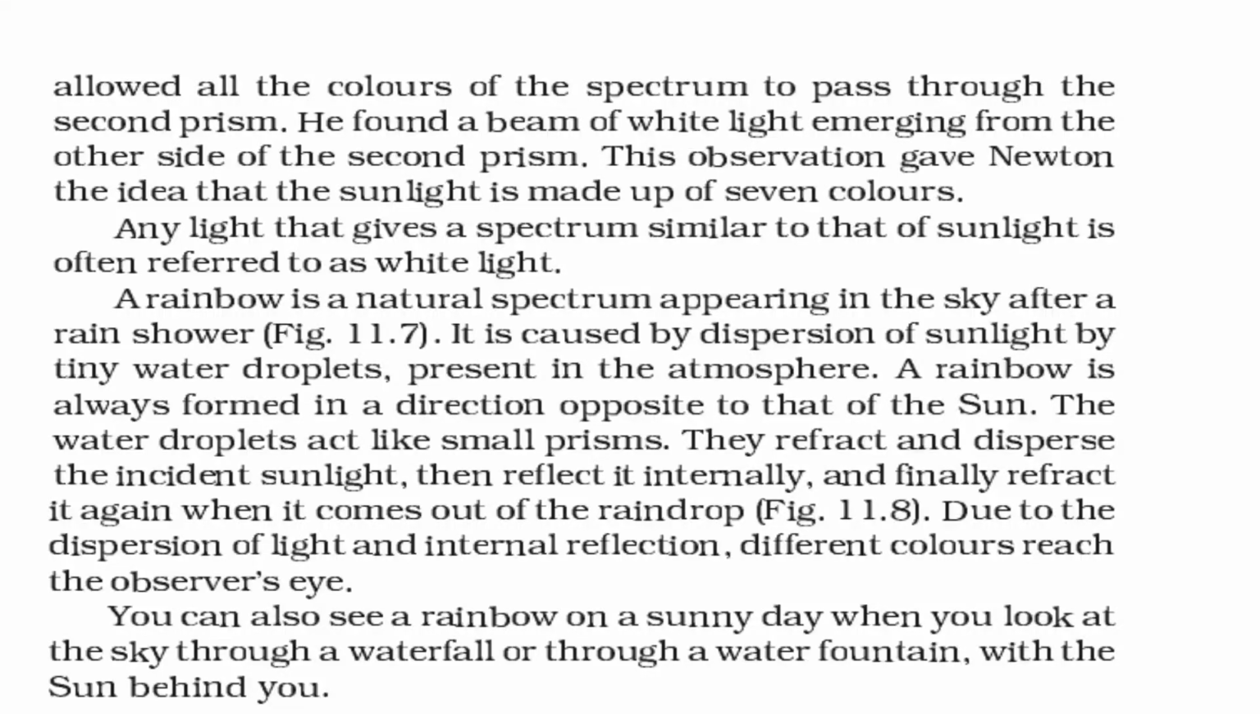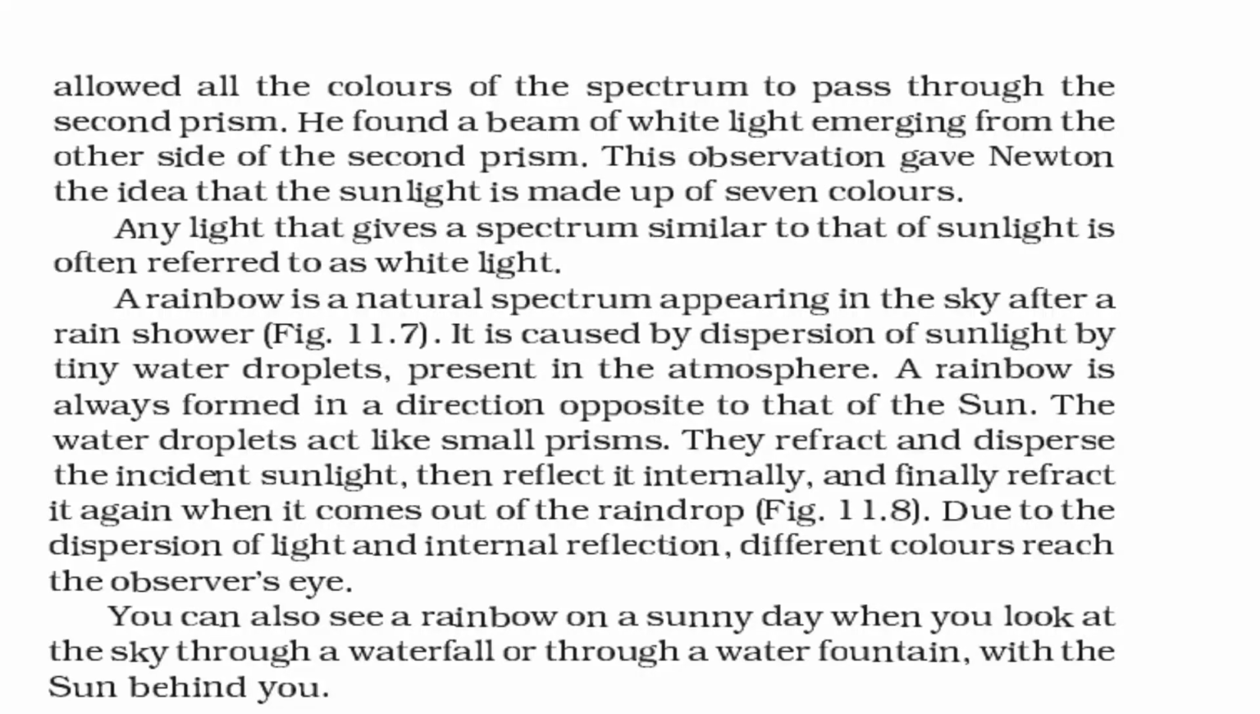He allowed all the colors of the spectrum to pass through the second prism. He found a beam of white light emerging from the other side of the second prism. This observation gave Newton the idea that sunlight is made up of 7 colors. Any light that gives a spectrum similar to that of sunlight is often referred to as white light.